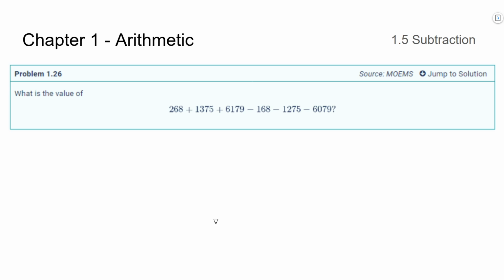All right, so let's try another one. Go ahead and pause it and give it a shot. Notice here we have some addition and subtraction.